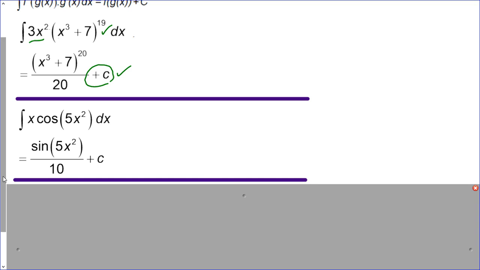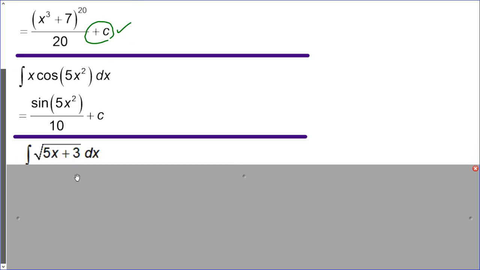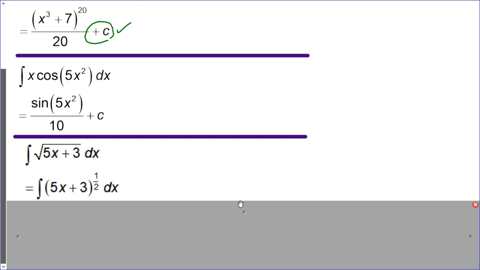All right, let's go to another one. This is 5x plus 3 to the half, but in fact, the derivative of the inside piece is just 5. Right, I can fix for the 5. So I'm going to write it as to the half.